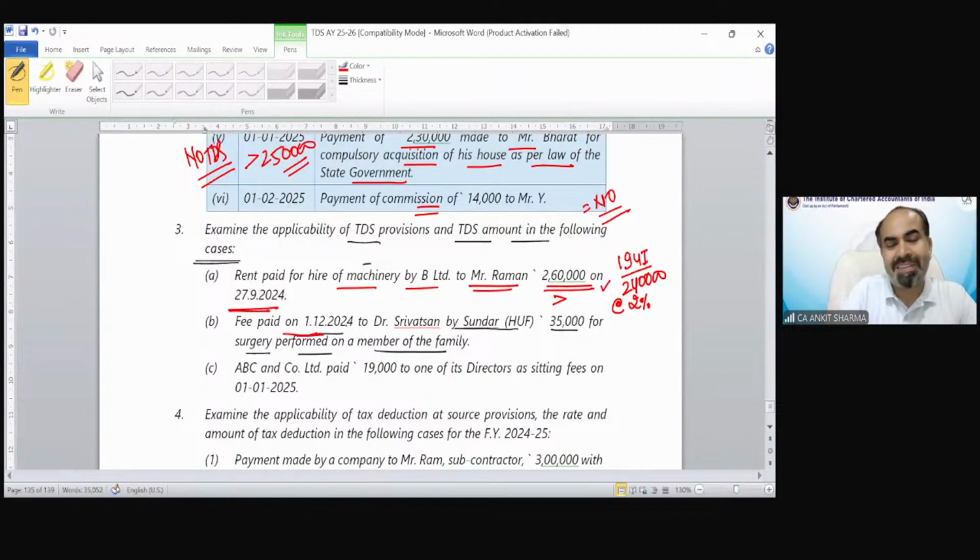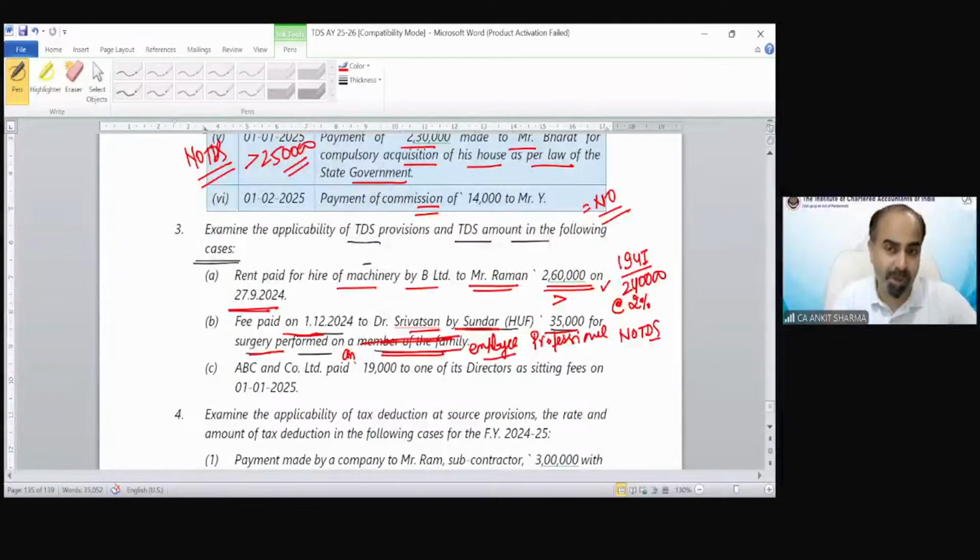Fees paid on 1st December 2024 to Dr. Shri Vastan by Sundar HUF, 35,000 for surgery performed on a member of the family. Because it is for personal purpose and it is professional fees, professional fees for personal purpose is exempted from the TDS provision. So no TDS. Suppose I have changed it, surgery performed on an employee. If it is an employee, then it would not be a personal purpose, it would be a commercial purpose. Then the TDS provision would be applicable.